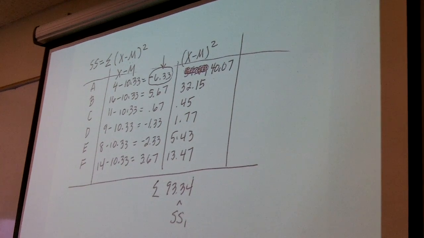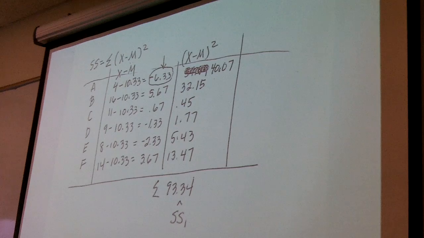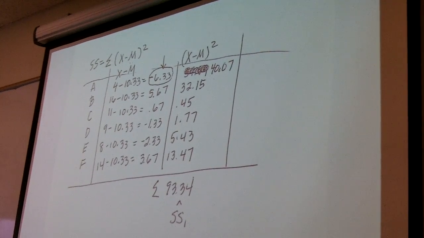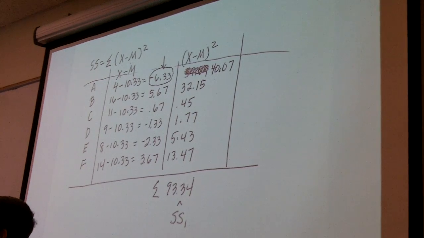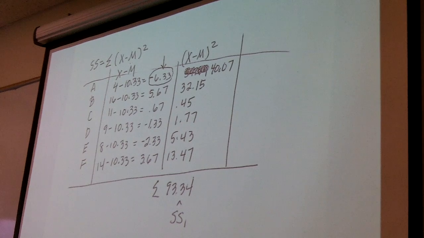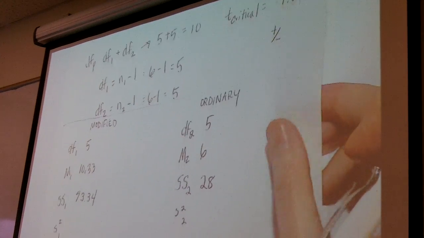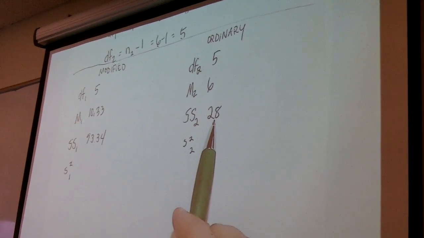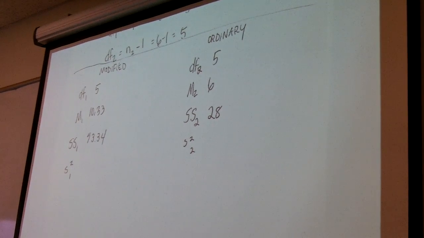Anybody got it done? 28? 28 even? Isn't that nice? Don't you like how I gave you the easier one to do on your own? Wasn't that nice? I figured we might as well do the hard one together and then do the easy one when you practice. Okay. So now we figured out that the sum of squares for our first group is 93.34. The sum of squares for our second group is 28, right?